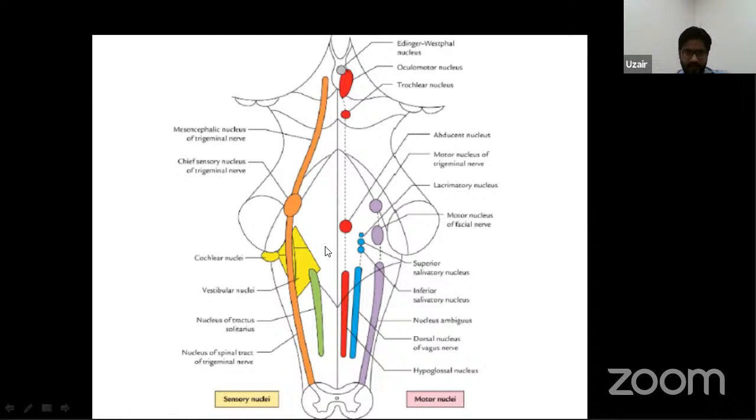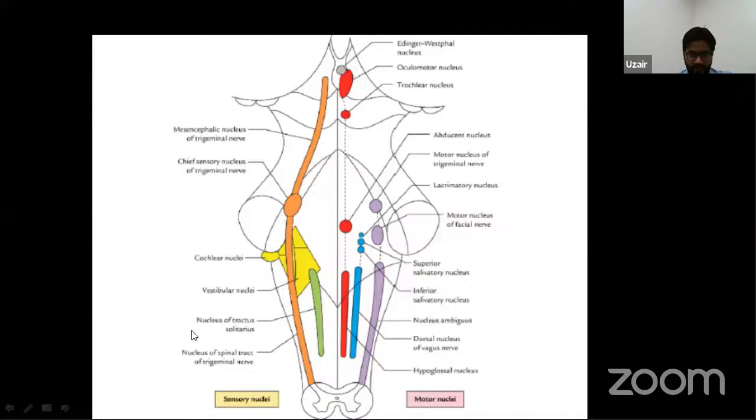And now coming to the sensory part, we have the trigeminal nerve. This is the mesencephalic nucleus of the trigeminal nerve. This is the chief sensory nucleus of the trigeminal nerve, and this is the nucleus of the spinal tract of the trigeminal nerve. So this is responsible for the somatic afferent from the head and neck region.